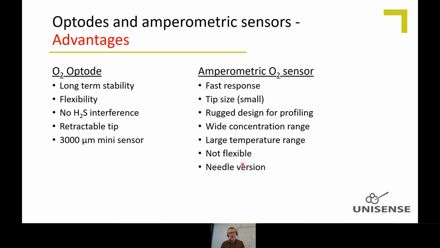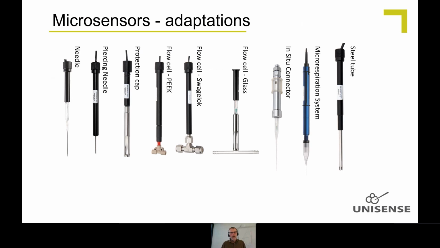And then it also comes in needle versions where we can fill the space between the sensor and the needle with glue so that gases cannot pass through the needle. That's not possible in this version here. I already showed you this.